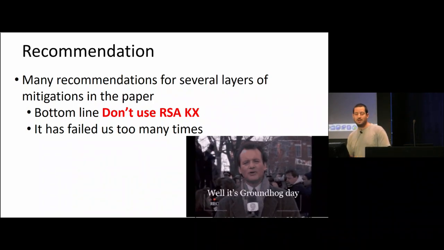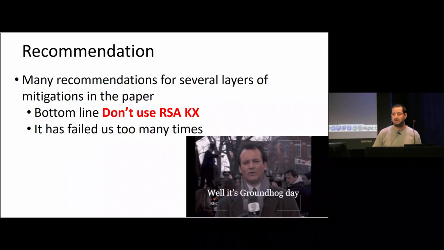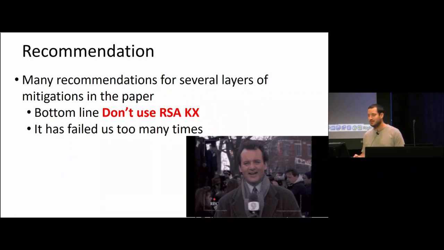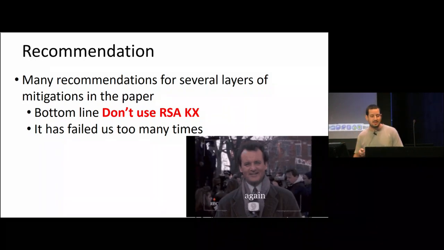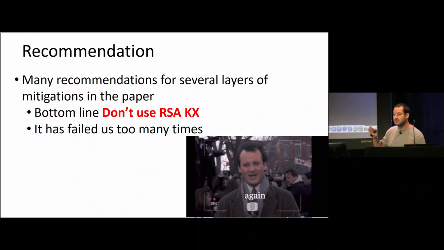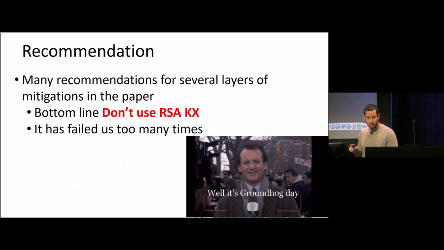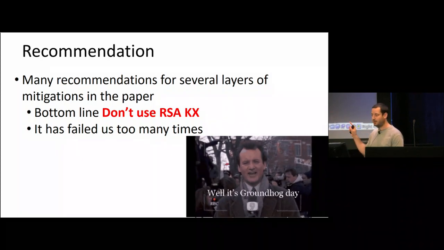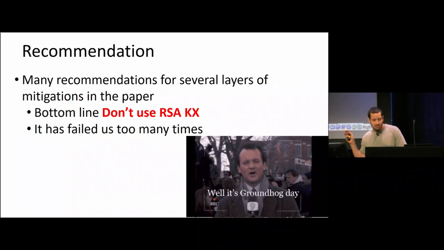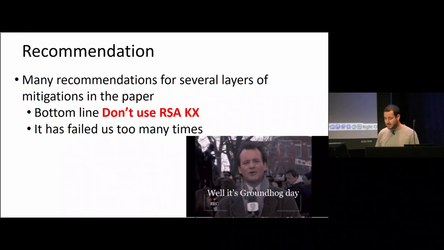But the bottom line is, we shouldn't use RSA key exchange. It failed us too many times. What we've seen is that it's not impossible to implement this type of cryptography without side channels, but it's very close to impossible. And we simply should use better cryptography.